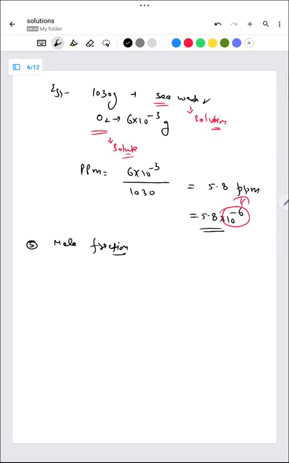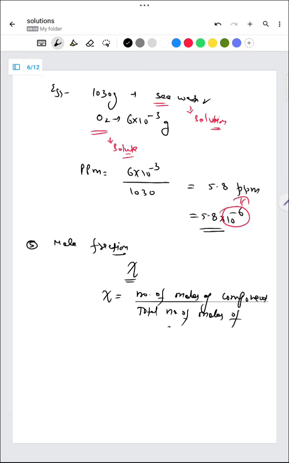Now our next concentration term is the mole fraction. जो मोल फ्रैक्शन टर्म होती है, we use chi symbol for expressing mole fraction concentration. How we can express mole fraction? It is expressed as number of moles of the component divided by total number of moles of all the components.